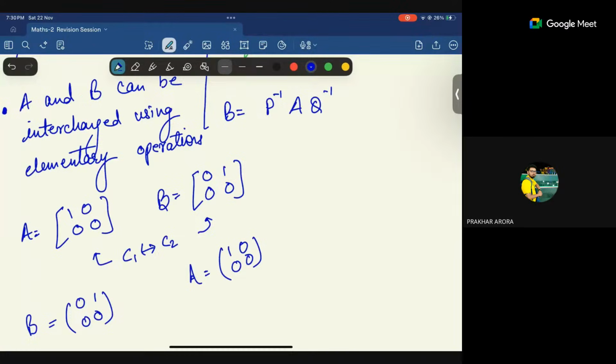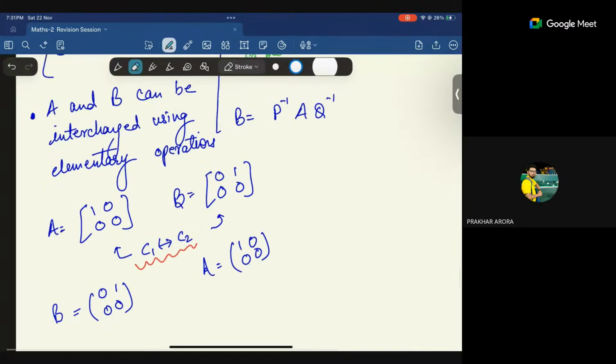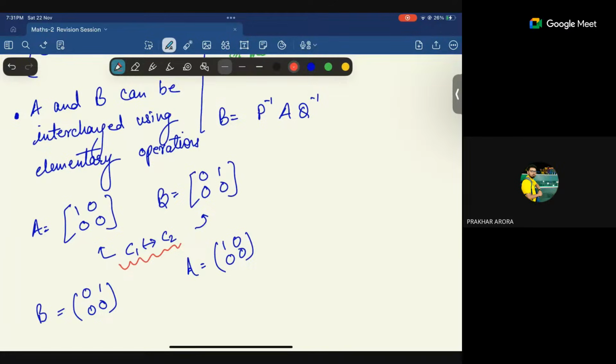Right, so this is what elementary operations mean. Now the important catch is, throughout linear algebra we have been doing row operations only. Here column operations are also allowed. Don't be confused. Don't apply column operations everywhere. This is a restricted place where column operations are allowed. Otherwise, do not apply column operations anywhere. So this is an important characteristic of equivalent matrices.